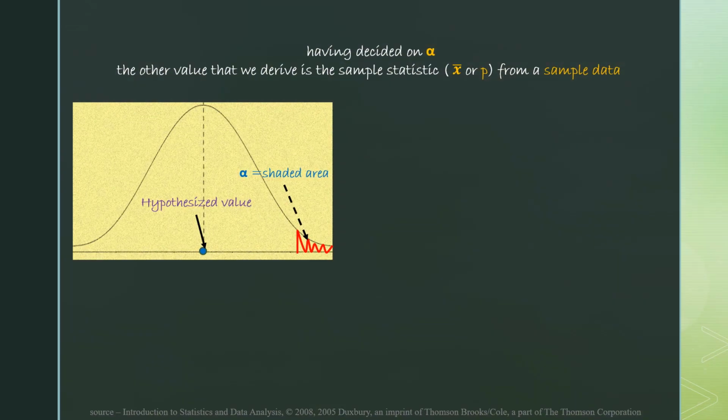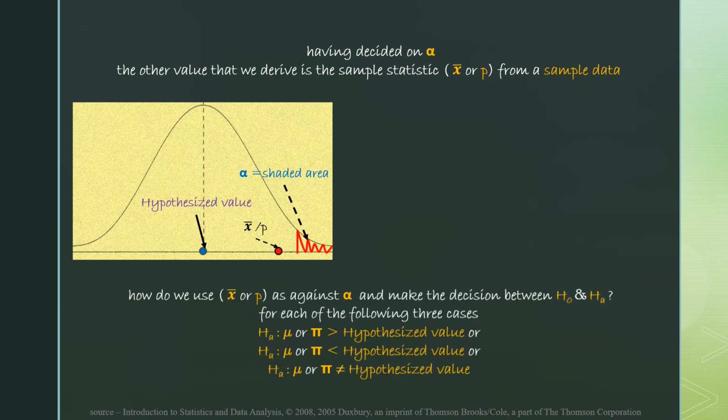Having decided on alpha, the other value that we derive is the sample statistic x bar or p from the sample data. How do we use x bar or p as against alpha and make the decision between H0 and HA for each of the following 3 cases of alternative hypothesis, that is mu or pi greater than the hypothesized value, or mu or pi less than the hypothesized value, or mu or pi not equal to the hypothesized value?